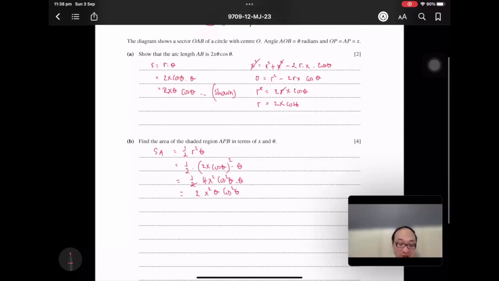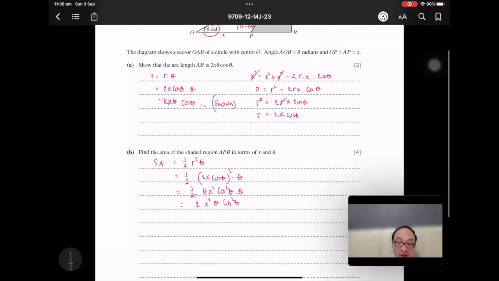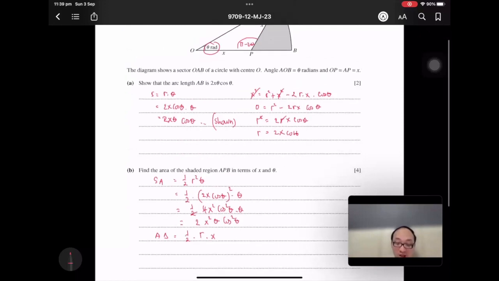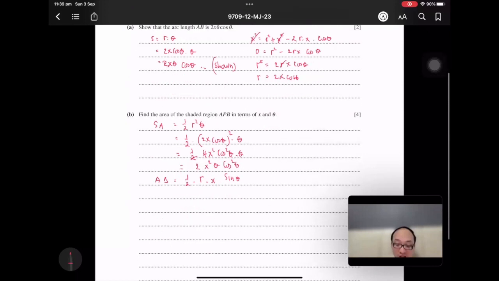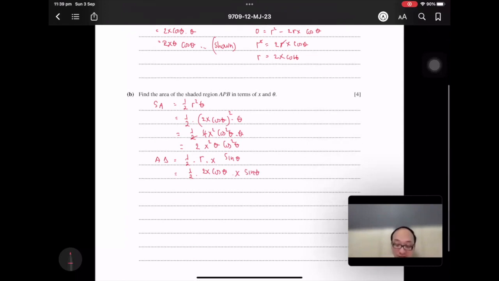And then for the triangle, I can use the area of the triangle, half times R times x sine theta. So equals half times 2x cos theta times x sine theta. So equals x squared cos theta sine theta.